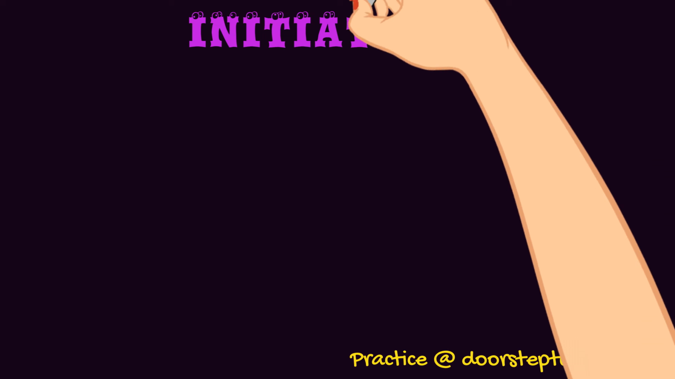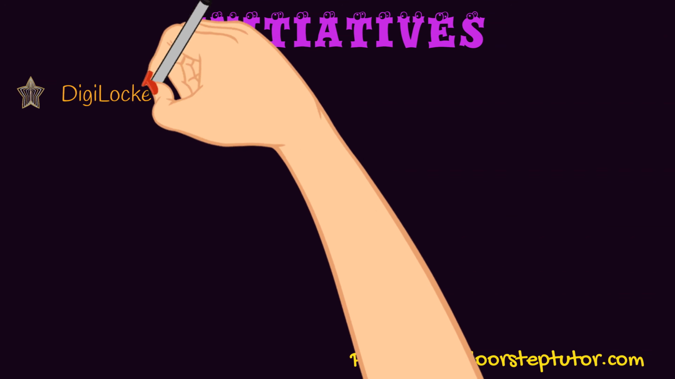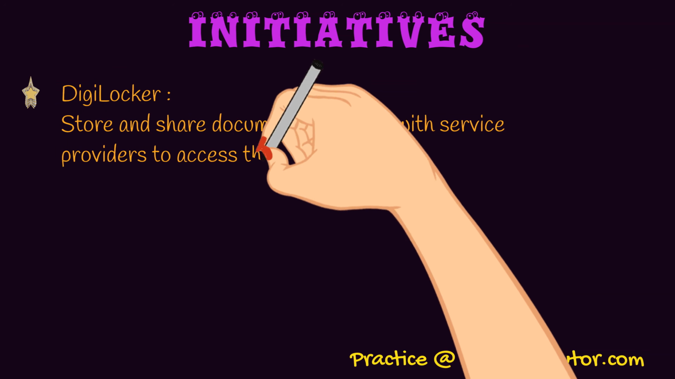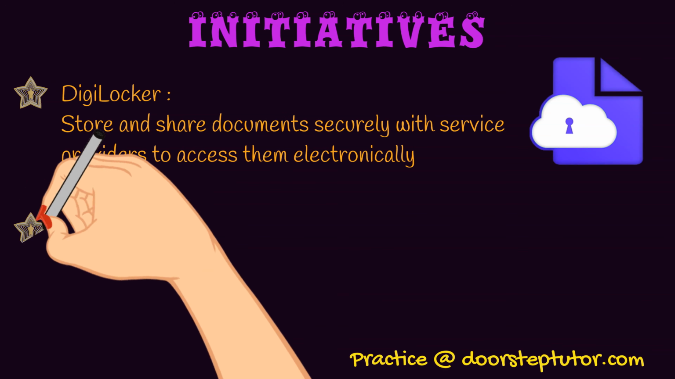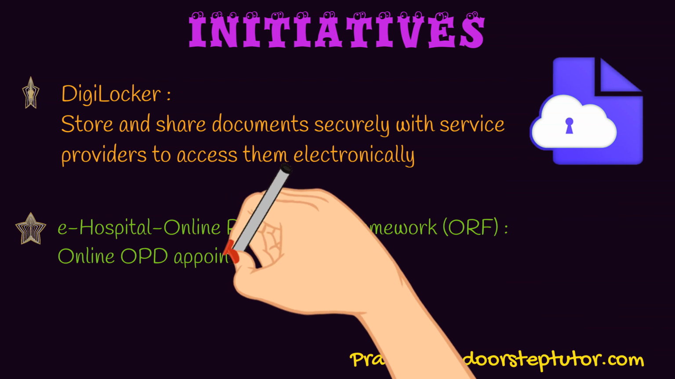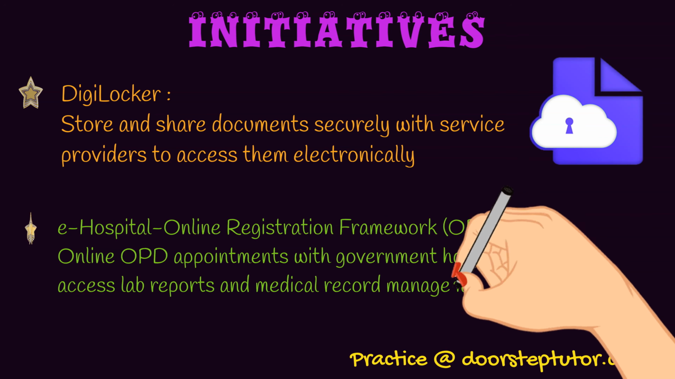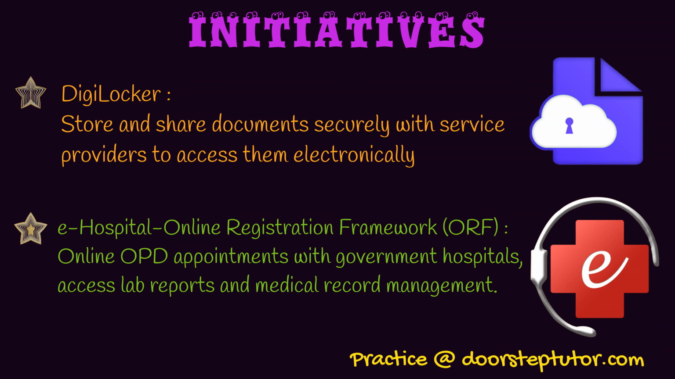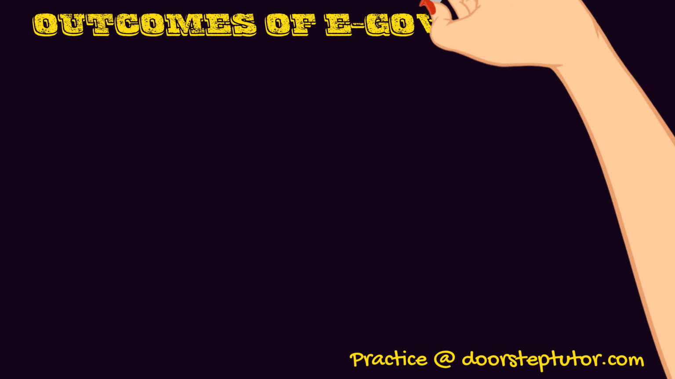Some other initiatives under Digital India are DigiLocker, where you can store and share your documents very safely and securely. E-hospitals, where you are capable of making OPD appointments with government hospitals. You can access the lab reports, and medical record management is also there. These are some of the facilities that you can enjoy at the comfort of your home in your own mobile phones. Now, what are the outcomes of e-governance?